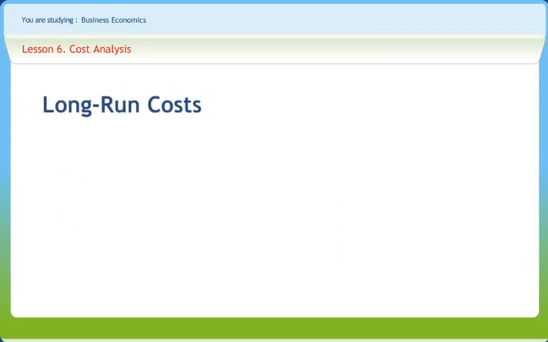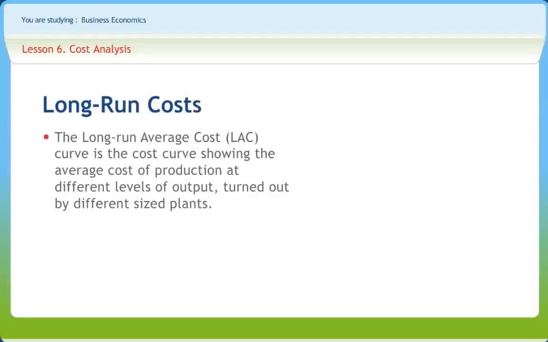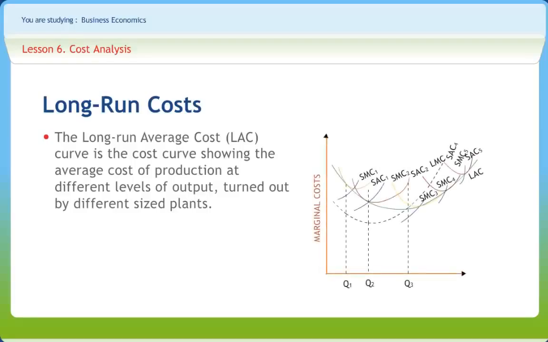In the long run, the firm has time to adapt its plan, fully implying that all inputs are variable. The long-run average cost, or LAC curve, is the cost curve showing the average cost of production at different levels of output, turned out by different sized plants. This is shown in the following diagram under the assumption that the number of possible short runs is infinitely large. That is, plant of virtually any size can be built.